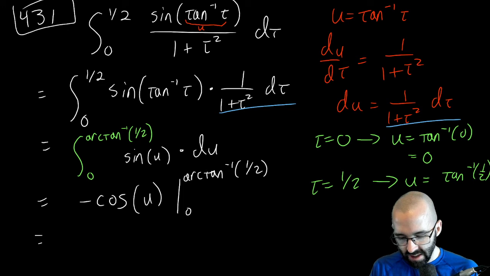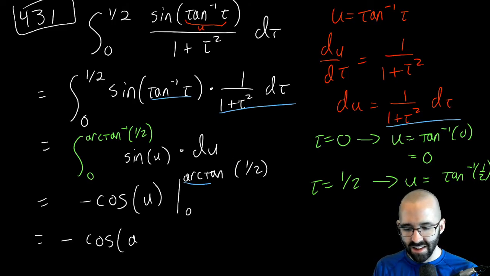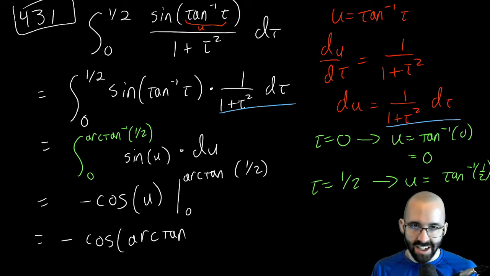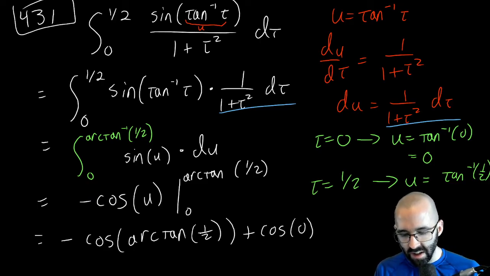So this is just negative cosine of, whoa, I am really going to town here. Arctangent, it's either arctangent or inverse tangent. You don't have to write both. You don't need the exponent like I had. These things are the same. Anyway, cosine of inverse tangent, which is the same as arctangent, of 1/2. And then minus a negative, so we can just write plus cosine of 0. All right, so cosine of 0 is 1.